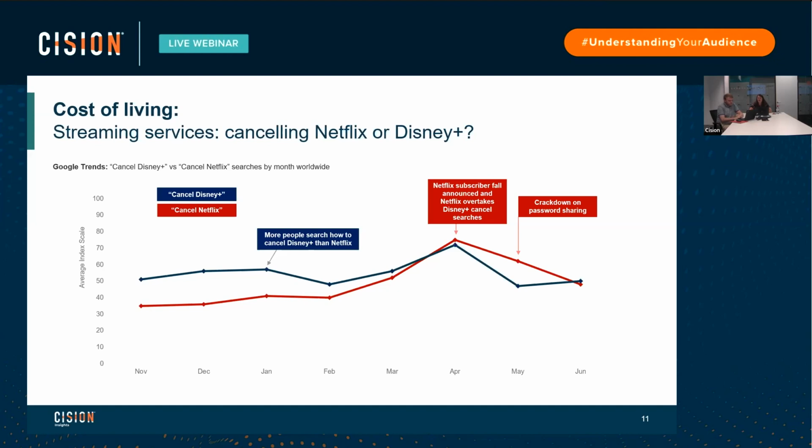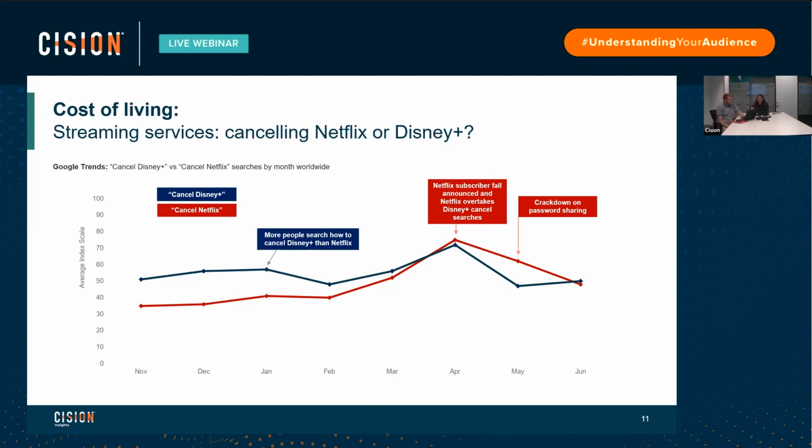And actually, as that conversation progressed in terms of Netflix subscribers, Netflix cutting down on password sharing, you can see that searches to cancel Netflix actually overtook searches to cancel Disney Plus for the first time. This is really great for Disney. Obviously, maybe last year they were always seen as kind of a secondary streaming service to the likes of Netflix. However, we've seen in the press and things that has now moved on for the first time. You can see it in the actual search data as well.